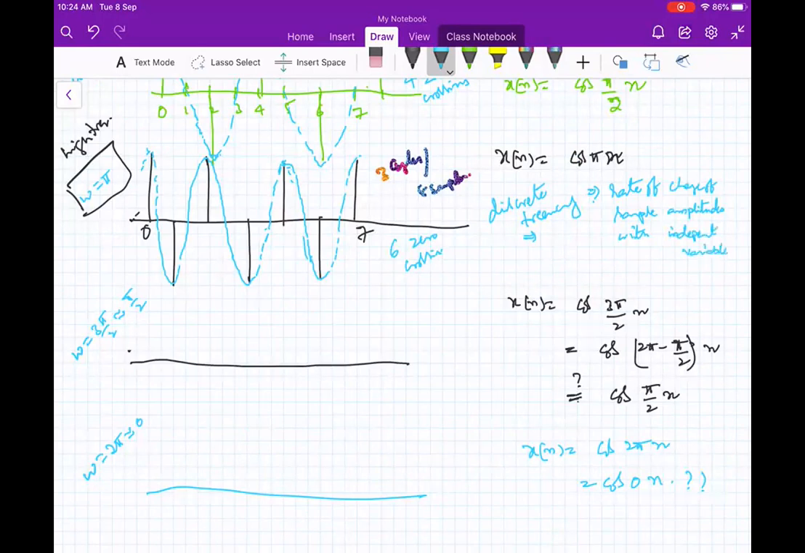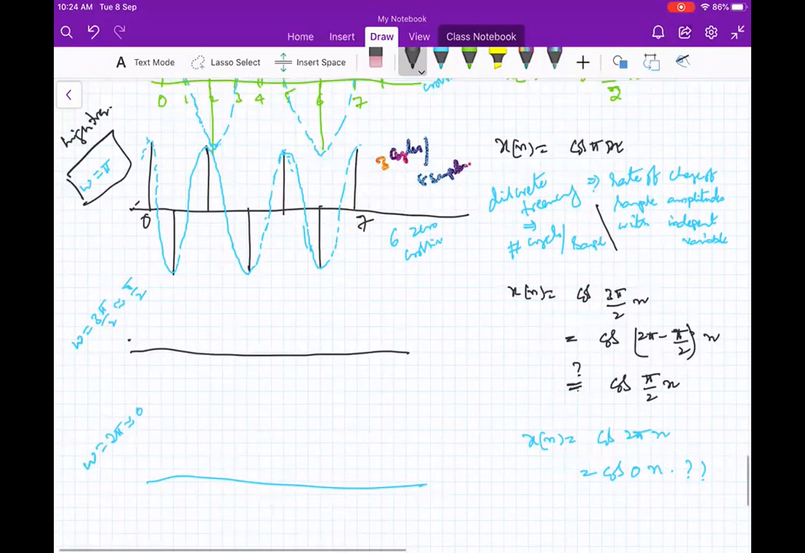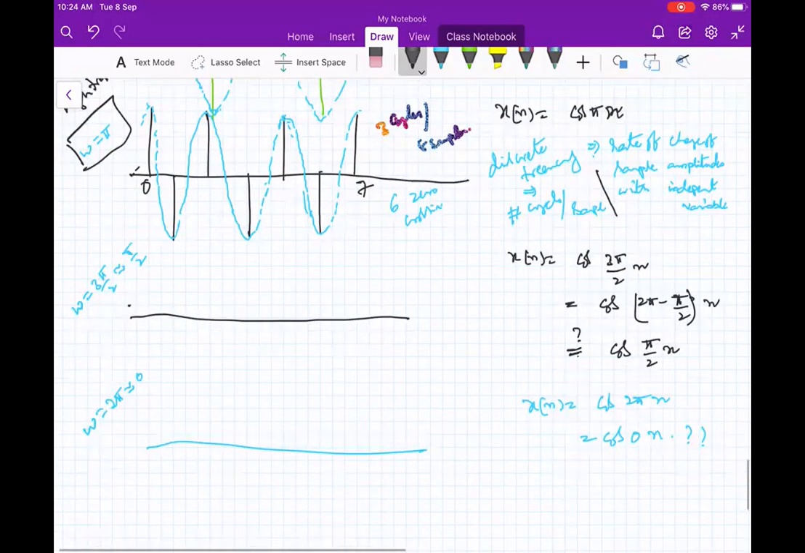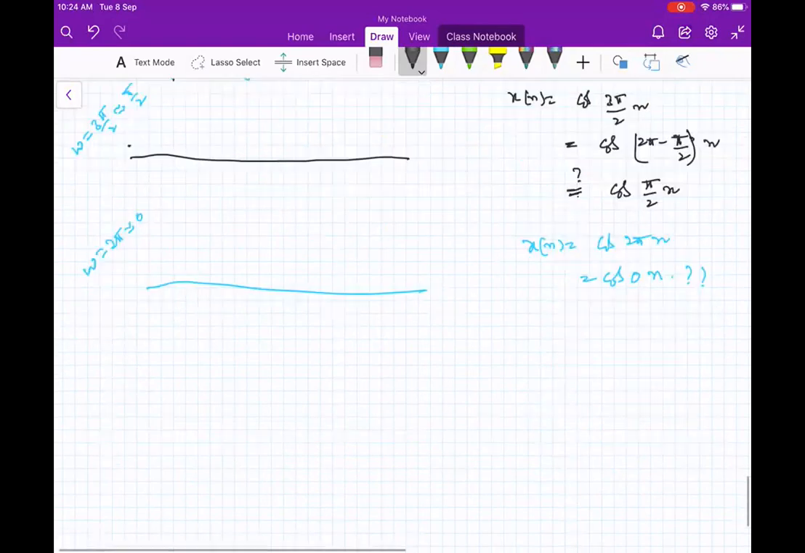Okay, for sinusoidal signals, the number of cycles per sample is also a good definition for frequency. Okay, so is this discussion clear? Yes, sir. Yeah, fine.